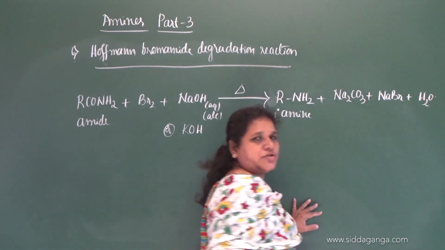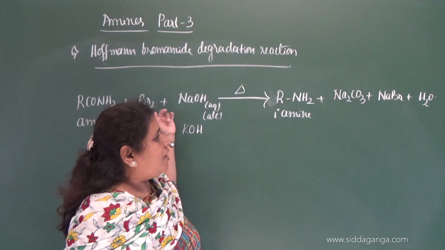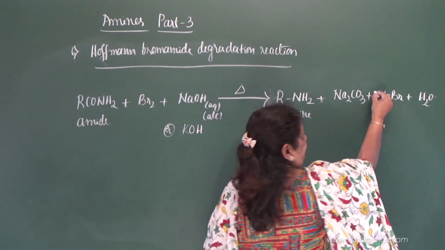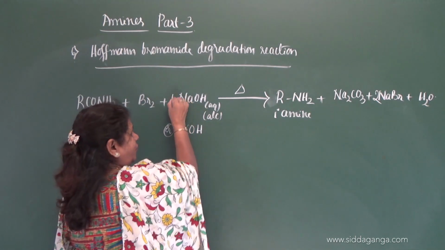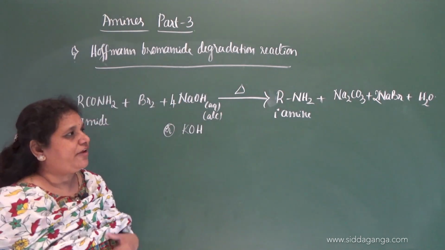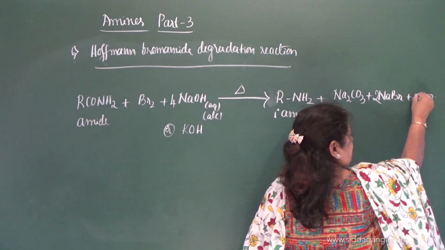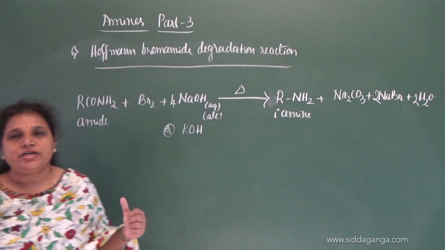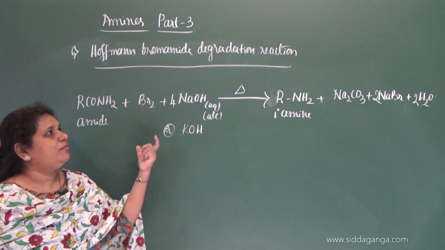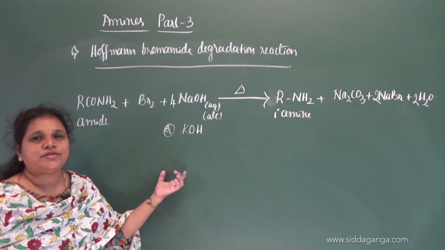Now balance the equation. To 1 mole of bromine, therefore 2 moles of sodium bromide it gives, and therefore you need to take 4 moles of NaOH and it gives 2 moles of water. So this is the balanced equation of the Hofmann bromamide degradation reaction.